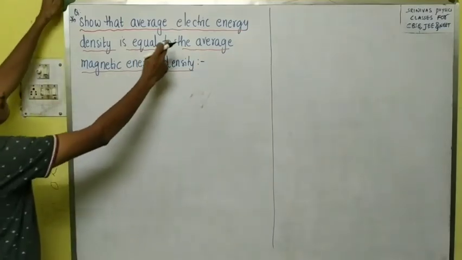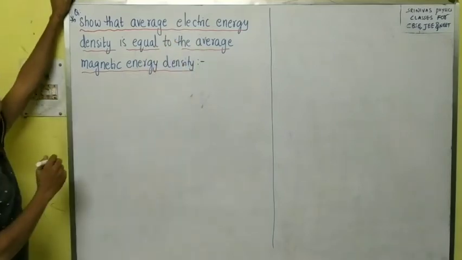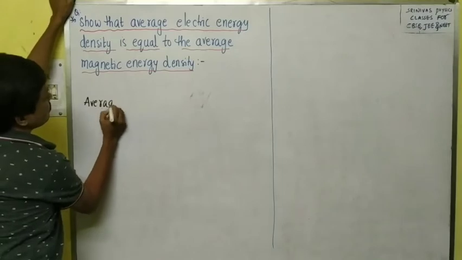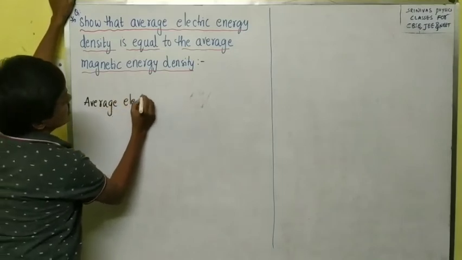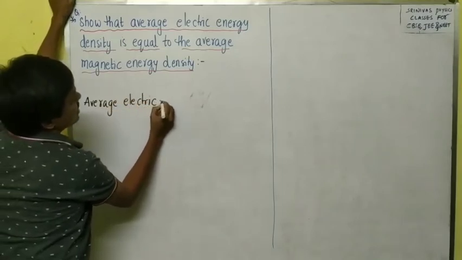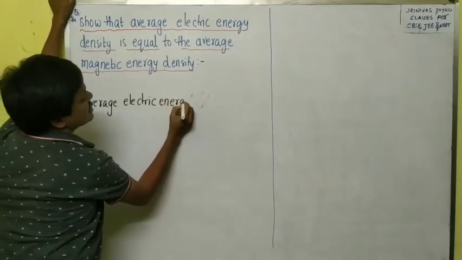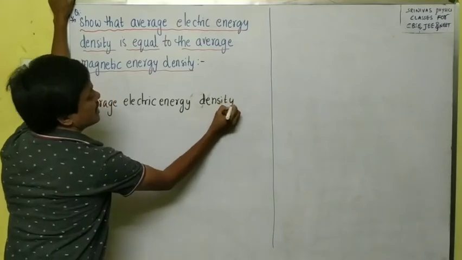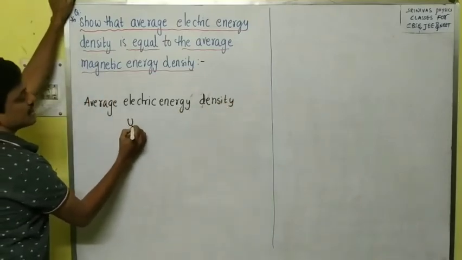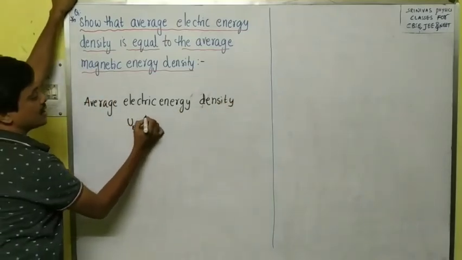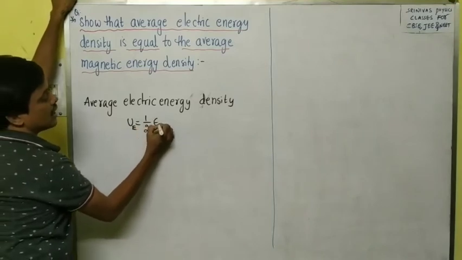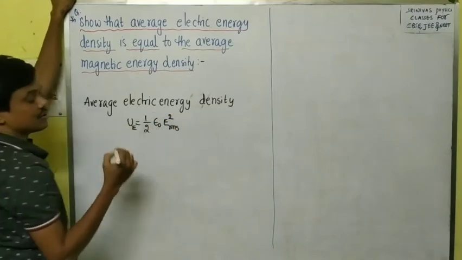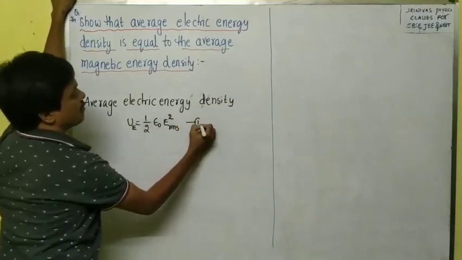Then average electric energy density formula we know. Average electric energy density. What is that formula? Average electric energy density formula is U_E, that we know as half epsilon naught E_RMS square. Okay, this we know. This is equation 1.